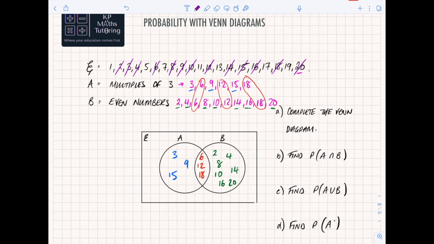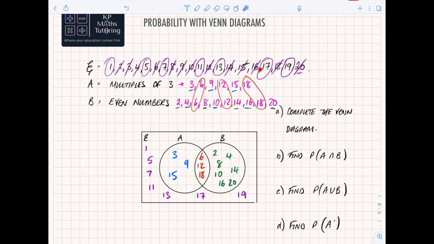So now I can see quite clearly the ones I haven't actually done anything with yet. So those ones there that I've circled have to go somewhere. Because they are not multiples of 3, and because they are not even numbers, it means they then have to go on the outside. So 1, 5, 7, 11, 13, 17, 19, all have to go on the outside.